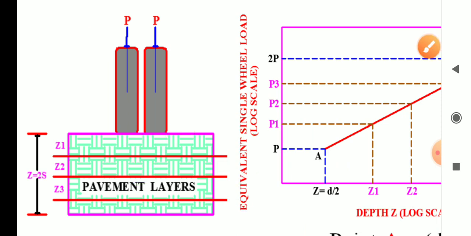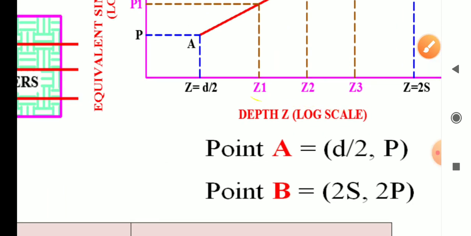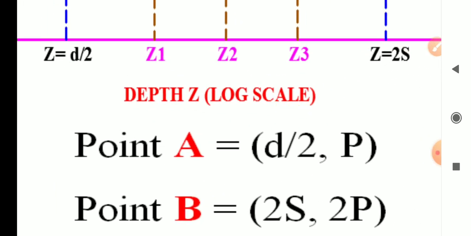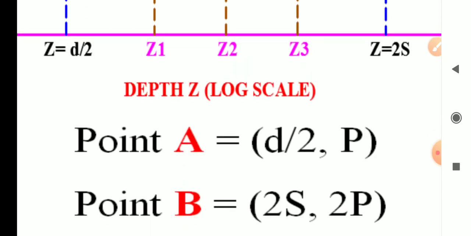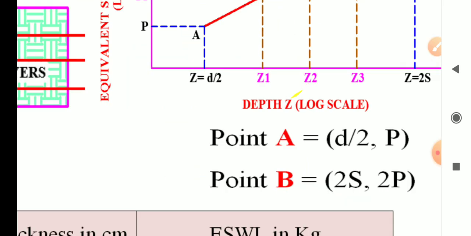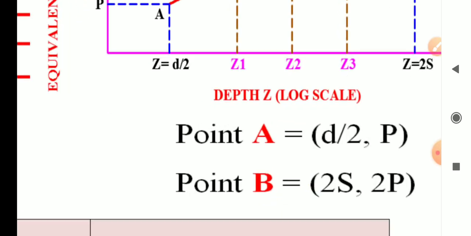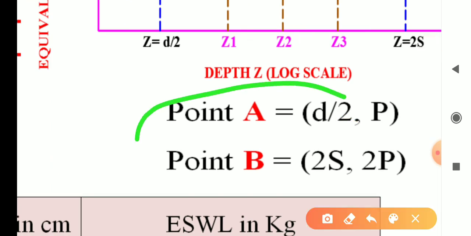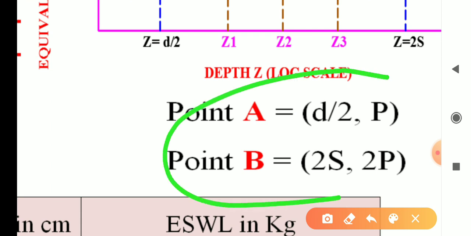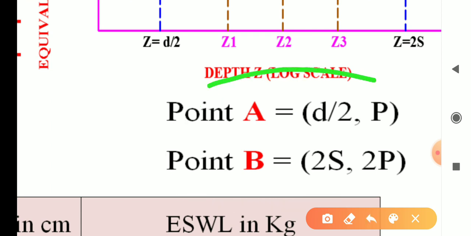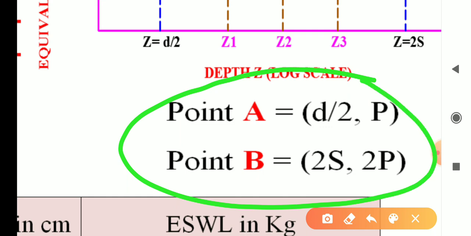Now, as I already said, the concept is based on the stress points A and B. I want d by 2 comma p, and the other one is 2s comma 2p. This is very important for solving problems. Point A is equal to d by 2 comma p, point B is equal to 2s comma 2p. This was already explained in the previous slide, so once again I will explain.